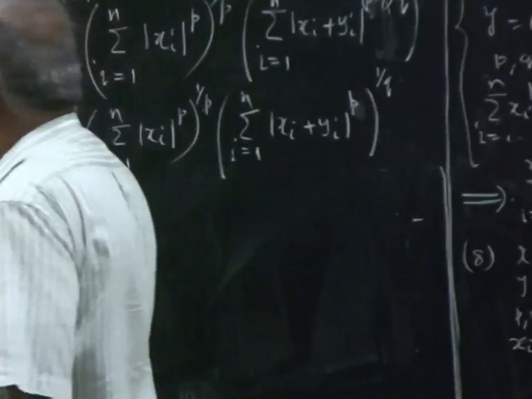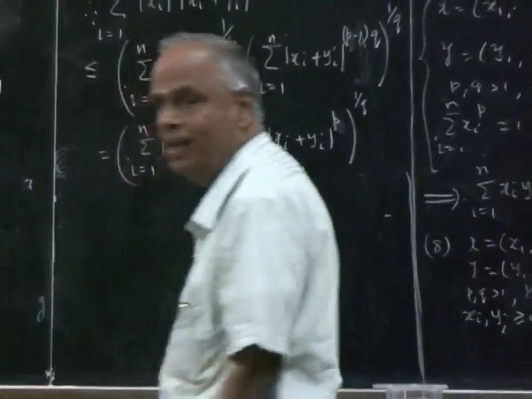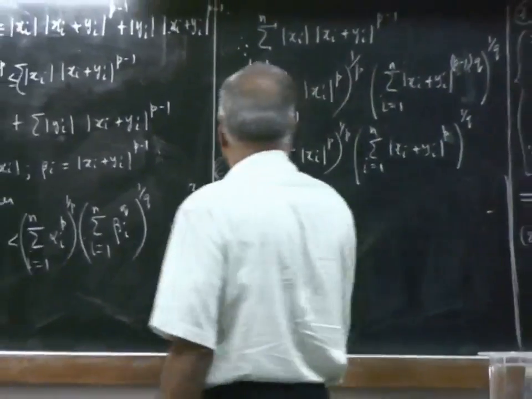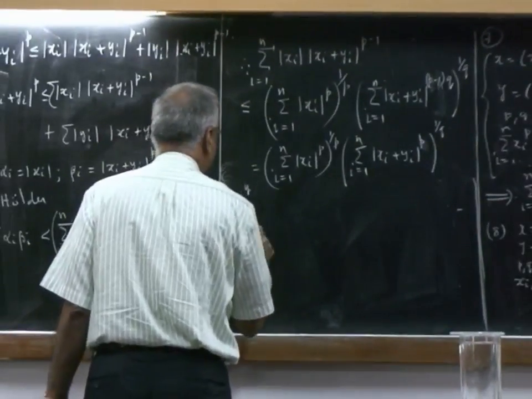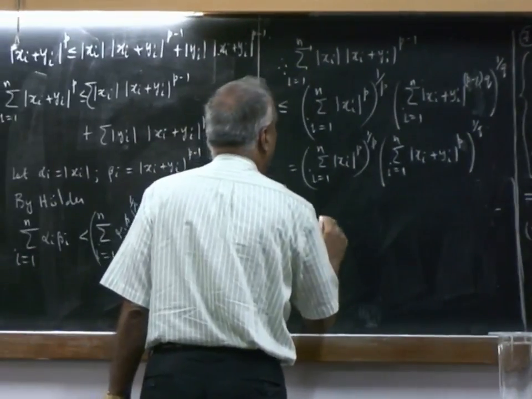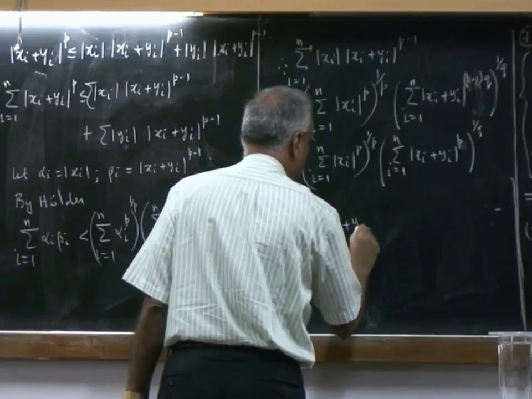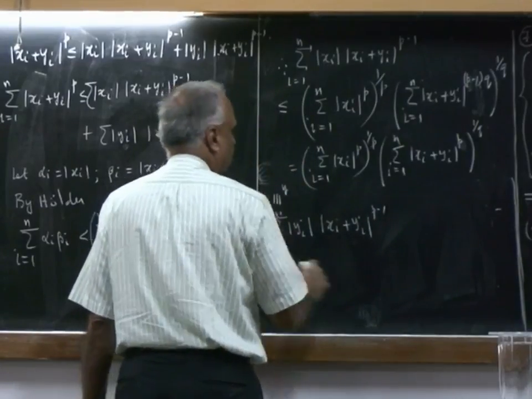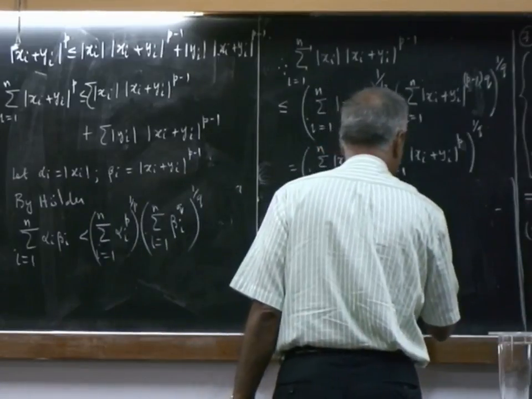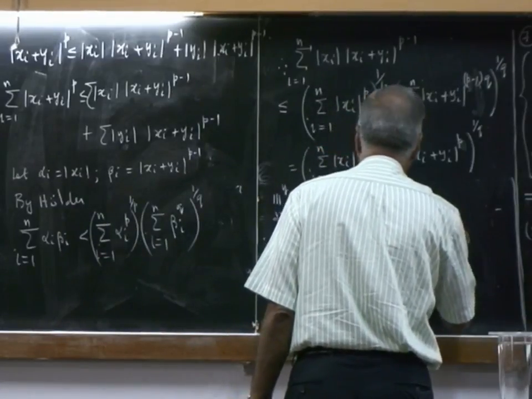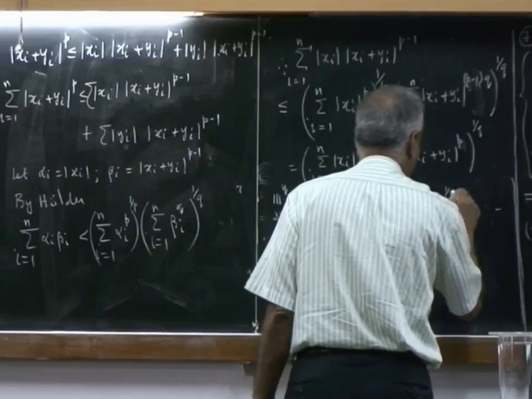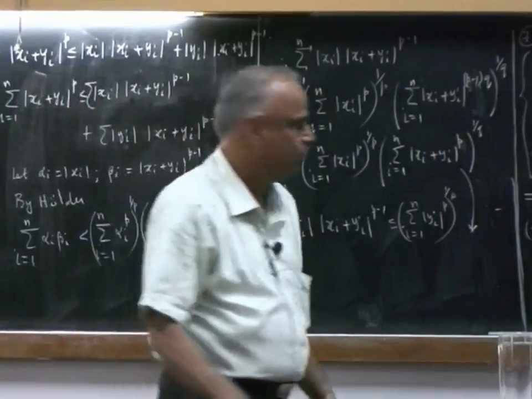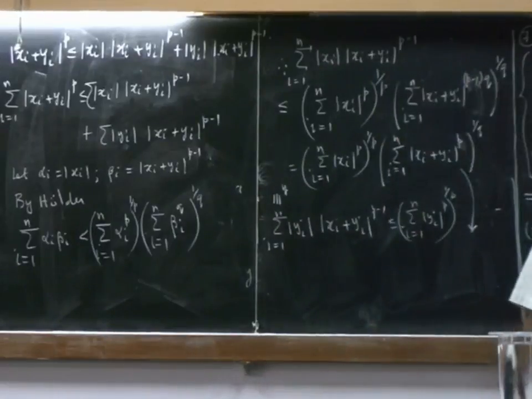Similarly, if I replace the xi by yi, I will get this term to be yi to the power of p. Similarly, summation mod yi times mod xi plus yi to the power of p minus 1 is less than or equal to summation i equal to 1 to n mod yi to the power of p, to the power of 1 over p, times the same term, because it is the same term for both. So, what do I get from these two?